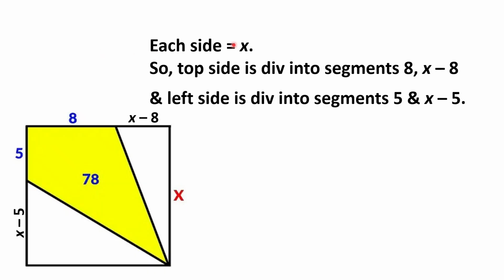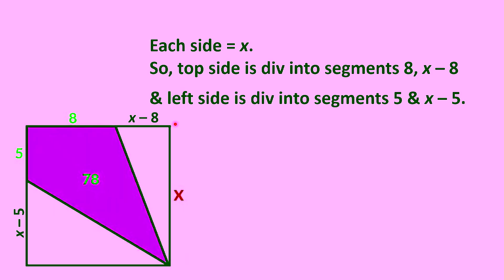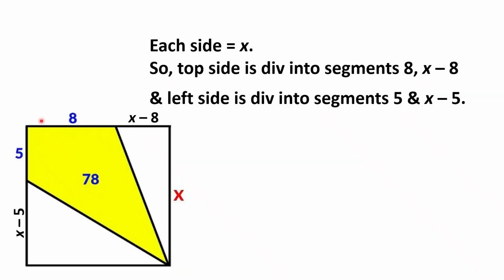Each side of the square is x units in length. So on the left side, if one part is 5 units, the remaining would be x minus 5. And look at the top side of the square. If one segment is 8 units, the other will be x minus 8. The total is x. So the top side is divided into two segments, 8 and x minus 8, and the left side is divided into 5 and x minus 5.